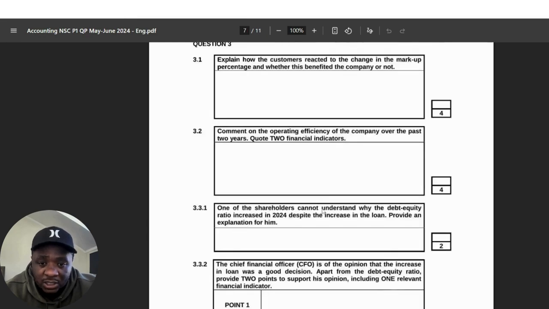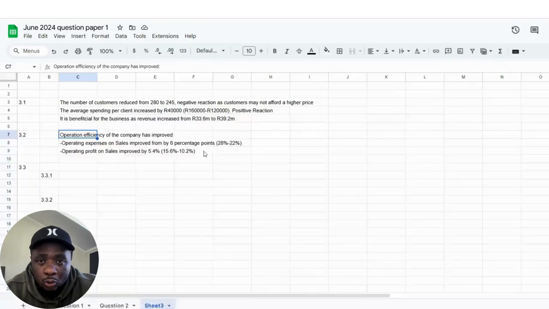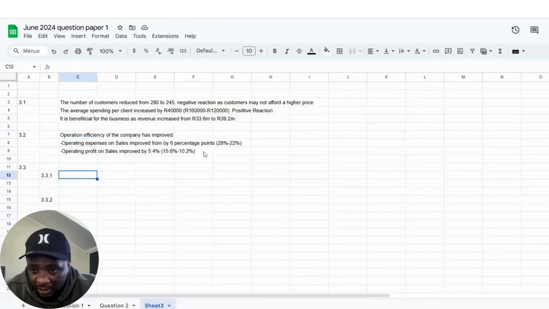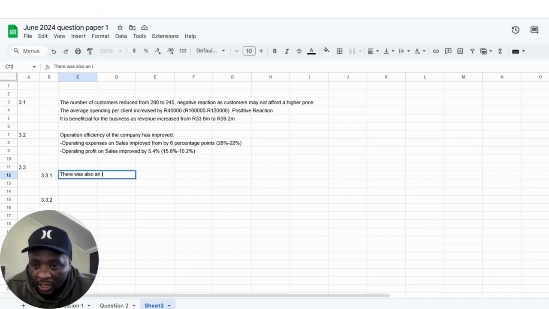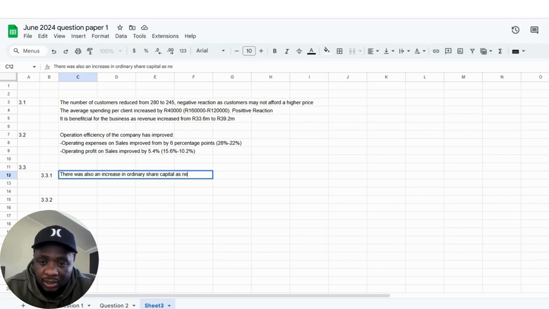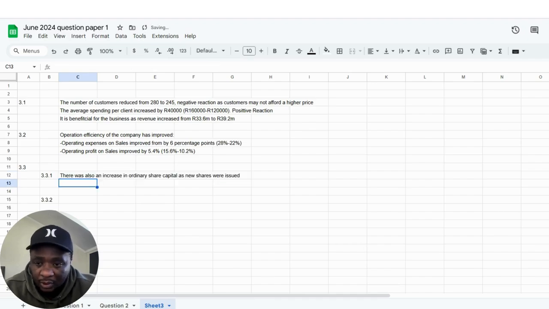So to explain here, it says provide an explanation of why the debt equity ratio increased in 2024 despite the increase in loan. We'll just say that there was also an increase in ordinary share capital as new shares were issued. Fairly straightforward.